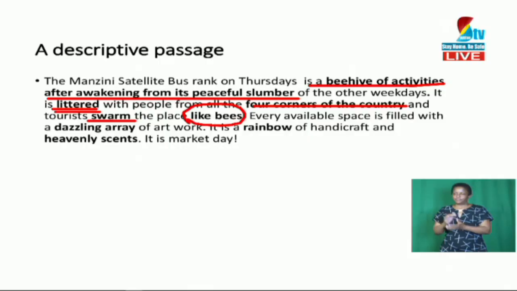Every available space is filled with a dazzling array of artwork. You can just picture. A certain mental picture is being created through the use of such language. It is a rainbow. He does not say that it is a color. It is full of color. There's yellow, green, blue. It is a rainbow of handicraft. You can just imagine that there's red there. Someone has made art and it's of a red color. That one is yellow. It is a rainbow of handcraft and heavenly scent.